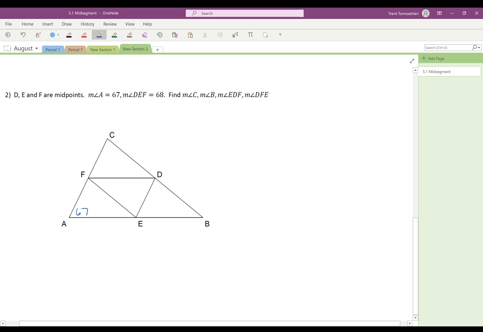If angle A is 67, based on the parallel lines, remember these two are going to be parallel to each other because of the mid-segments. By corresponding angles, we would know this is going to be 67 and this is going to be 67. And then what we talked about before is that this one up here is also 67. You're given that DEF is 68, and so this angle is 68. Well, that's going to be the same as this angle, which means it's the same as this one and this one. So all those are 68. And then the third angle in this turns out to just be 45 because 67 plus 68 equals 135. 180 minus 135 is 45. So we can fill all the 45s in.